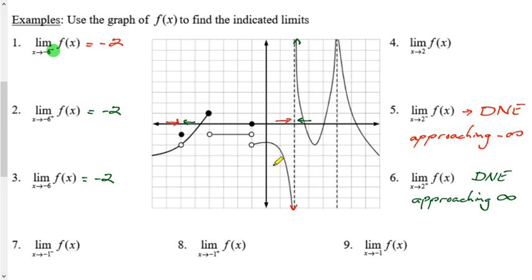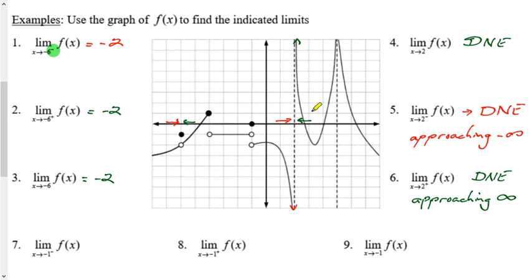Well, my left and right-hand limits don't exist, which means that the limit of my function as x approaches 2 also does not exist. And since left and right are approaching different infinities, I wouldn't even say it's approaching an infinity because it's different on either side.